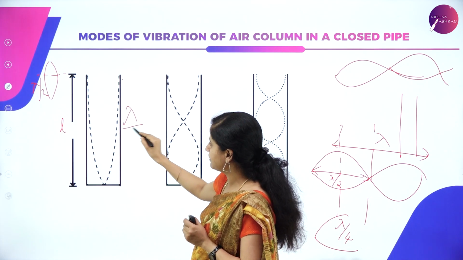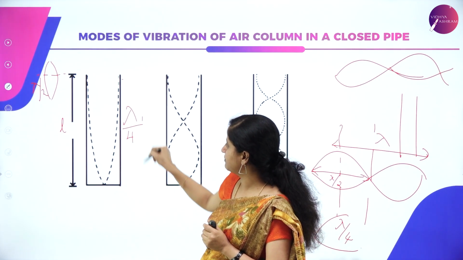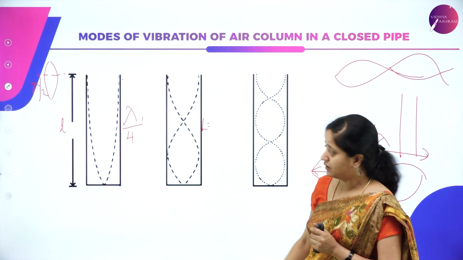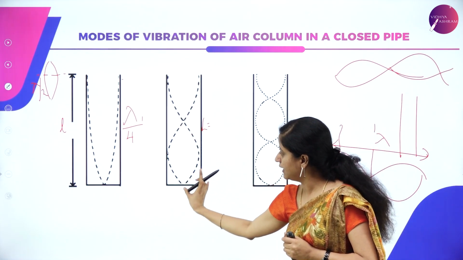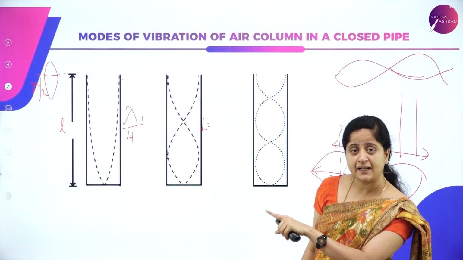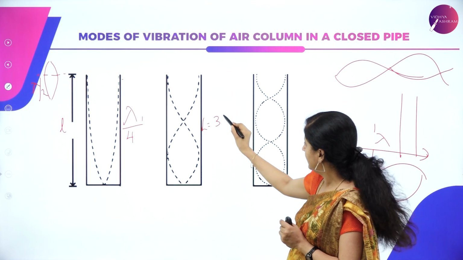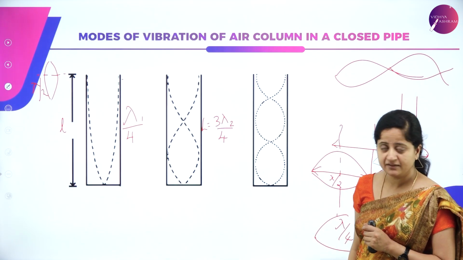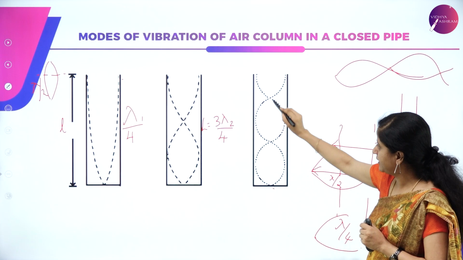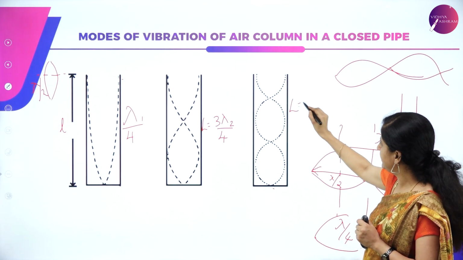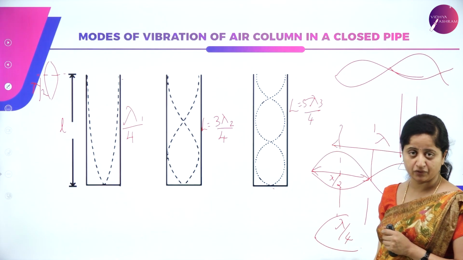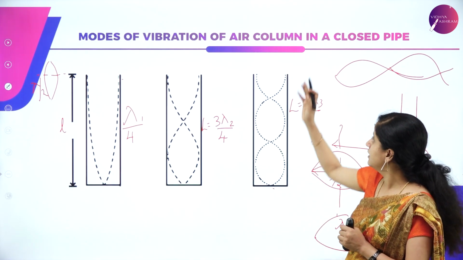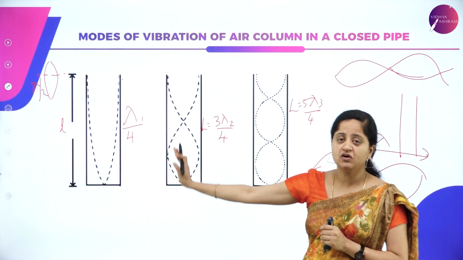So the length of this will be lambda by 4, and since it is the first mode of vibration, I'll consider it as lambda 1 divided by 4. Here the length of this pipe, you can observe, I have lambda by 4 and here we have lambda by 2. So lambda by 2 plus lambda by 4 gives us 3 lambda 2, since it is the second mode of vibration, divided by 4. Similarly here we have lambda by 2, lambda by 2 and lambda by 4, and the length will be 5 lambda 3 divided by 4. So this is the length of the pipe. Now we have to write the modes of vibration of this air column for this closed pipe structure.